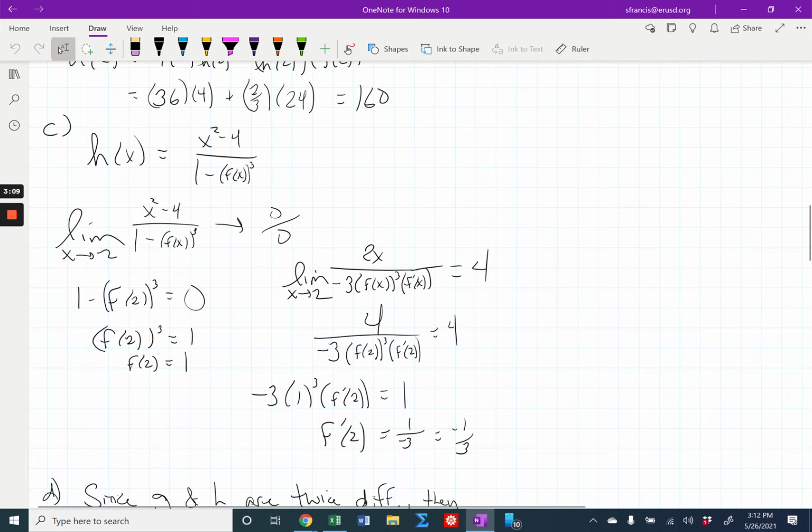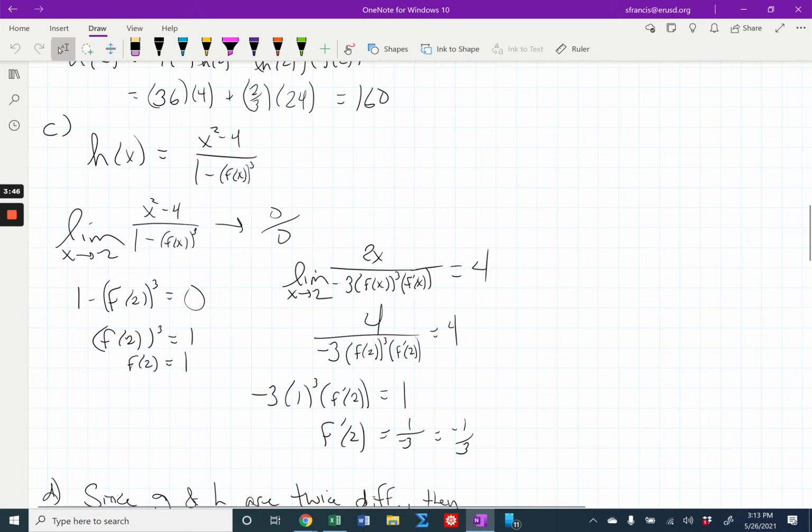So we're taking the limit as x approaches 2 of this function, and they're saying that L'Hopital's rule can be used to evaluate it. Notice the numerator becomes 0. Well, that tells us that the denominator has to be 0 also. That's why we're able to use L'Hopital's rule. And if the denominator is going to be 0, that means 1 minus f of 2 quantity cubed has to be 0. Or in other words, f of 2 quantity cubed has to be 1, so that means f of 2 has to be 1. You take the cube root of 1, you get 1.